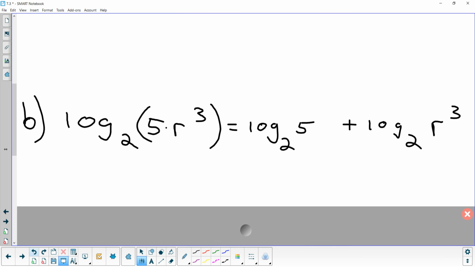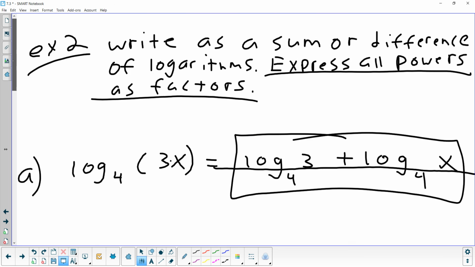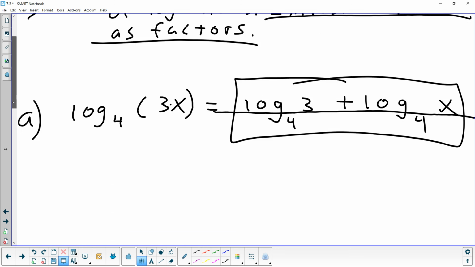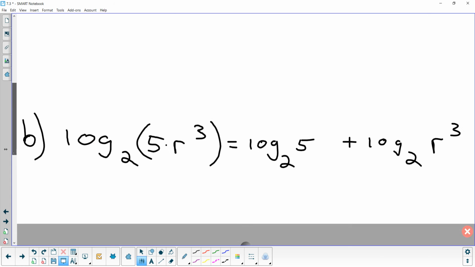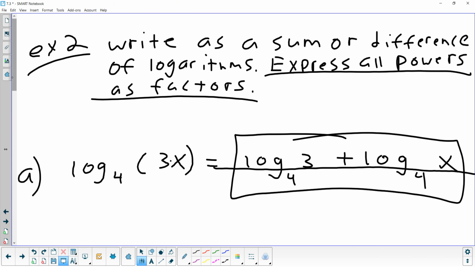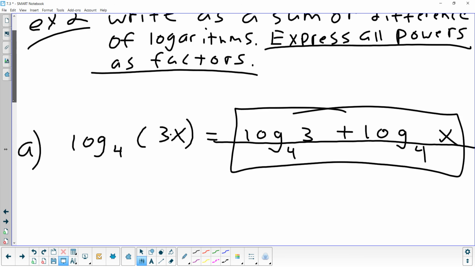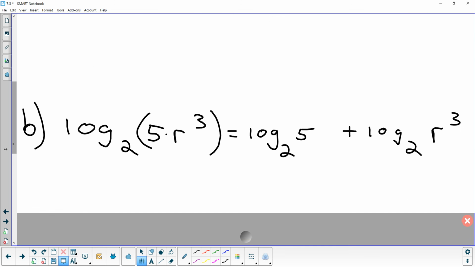Is that okay? We split it up into two logs. We did the first thing they said, right? As a sum or difference. We did it as a sum. What haven't we done? We have to move the exponent. We didn't move the power. We didn't put the power in front. So where's that power going to go then? In front of log 2r.